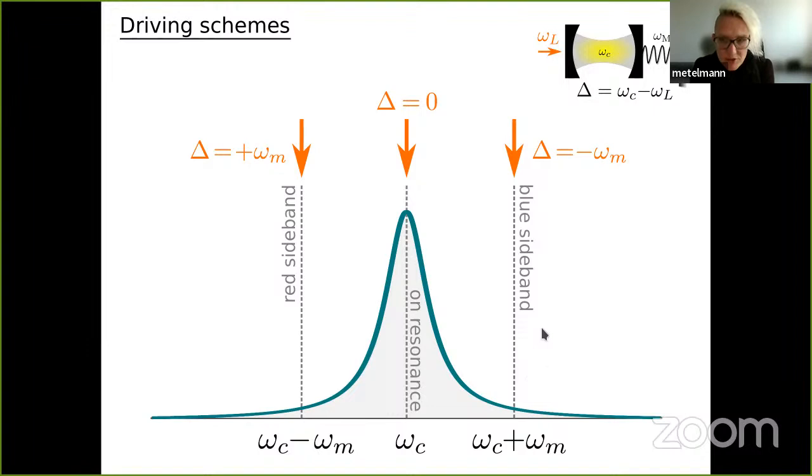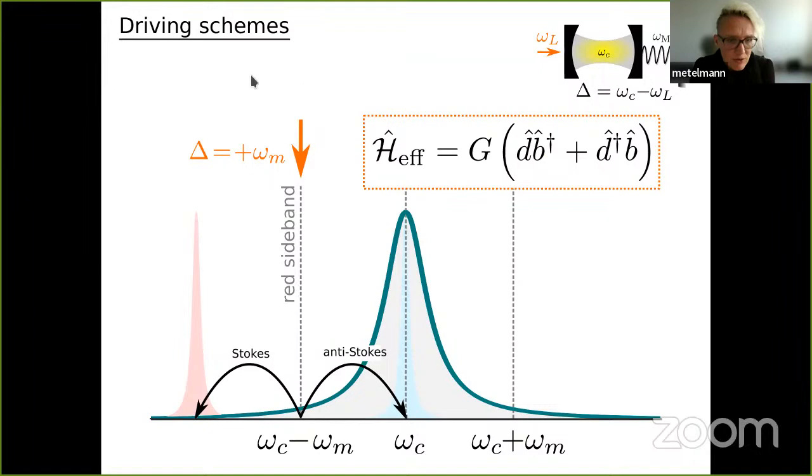And depending on where I drive, I will get different kinds of interactions. If I drive on the blue, I can get an amplification. If I drive on resonance, I get something like a QND, a quantum non-demolition interaction. And on red, I can cool. Yeah? And this is the regime where we will focus on. So this is where we are, the red sideband drive. Yeah? And the effective Hamiltonian, which will dominate in this regime, is exactly the swapping of excitations between the cavity and the mechanics.